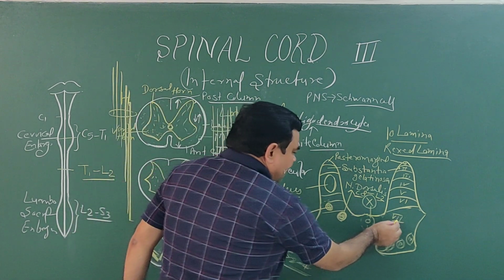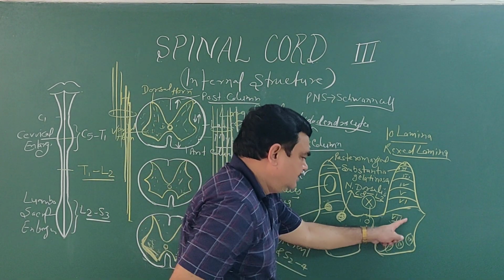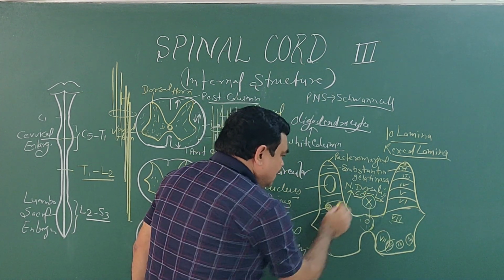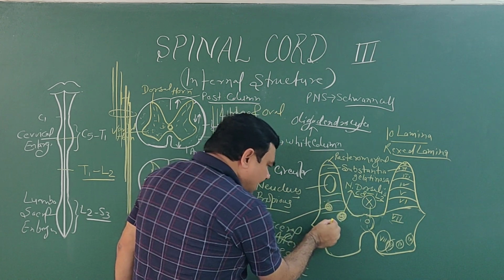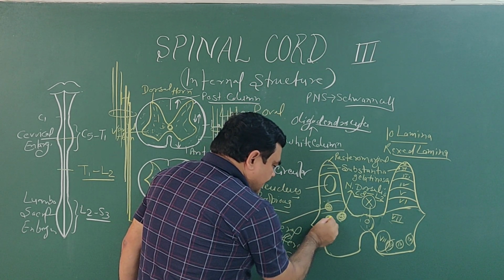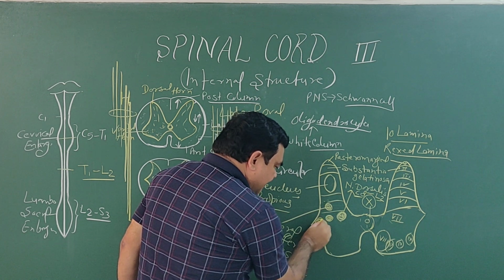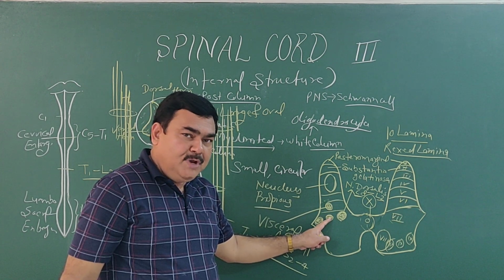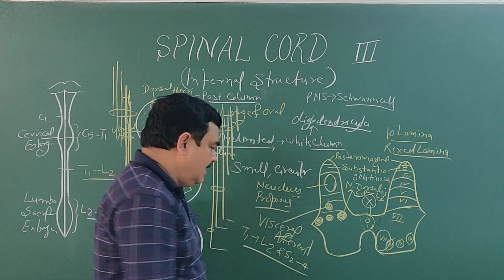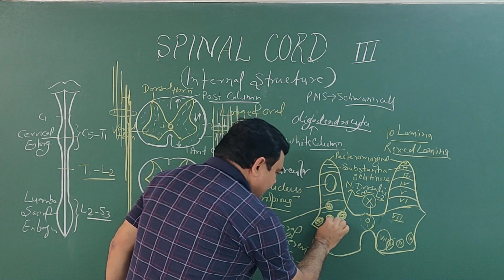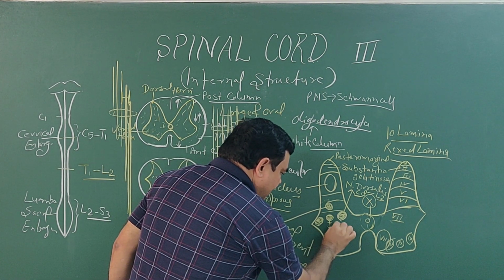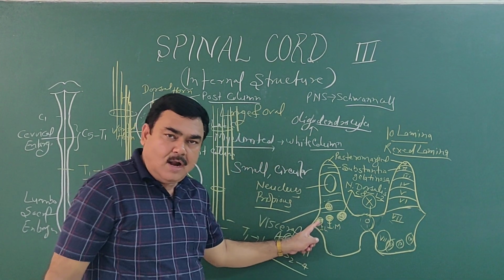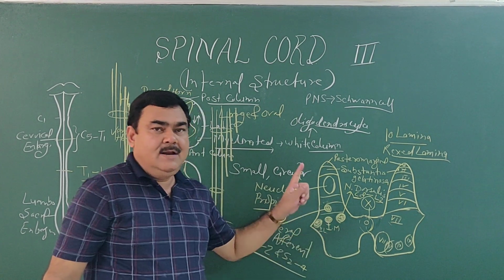And here, this region of the 7th lamina has Clark's nucleus, the dorsal nucleus, or nucleus dorsalis. And also here, two nuclei are present: this is intermediolateral, and this is intermediomedial.